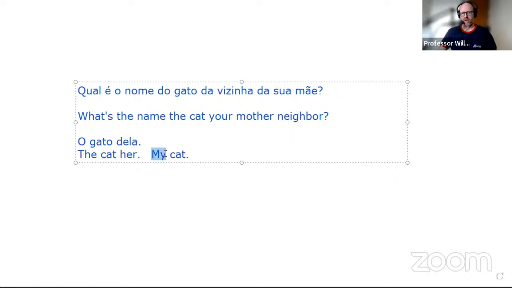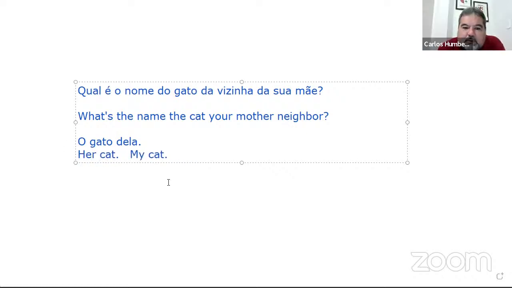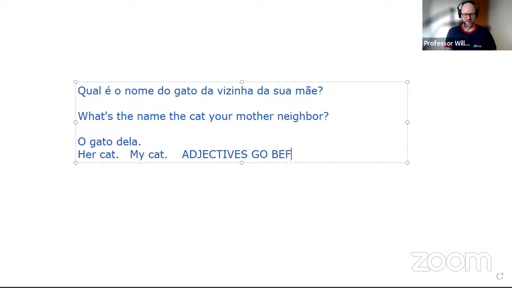Why before? So remember, these are adjectives. These are possessive adjectives. Possessive adjectives go before. Her cat. Então não seria the cat, her cat. Right? So the key is adjectives go before.